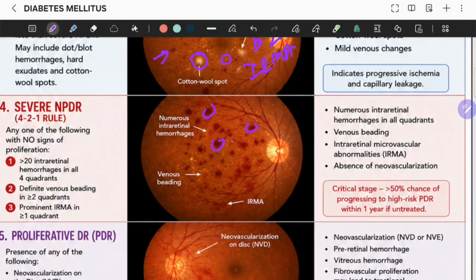These are all hemorrhages. So number of hemorrhages, yes, obviously it is more than 20. And if you see in this image, there are microvascular IRMA also, anastomosis type things. There is venous beading also. You can see these thick ones are veins, and they have become tortuous and saccular. So by seeing hemorrhages only you can say this is a case of severe NPDR.